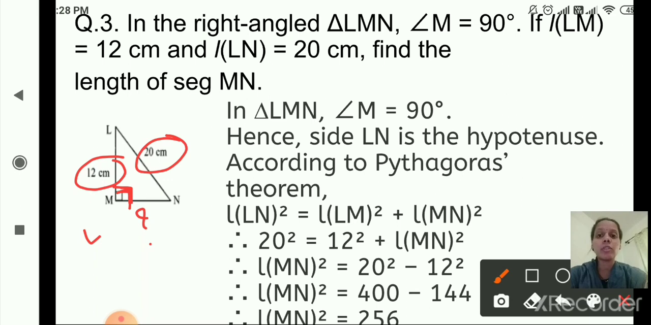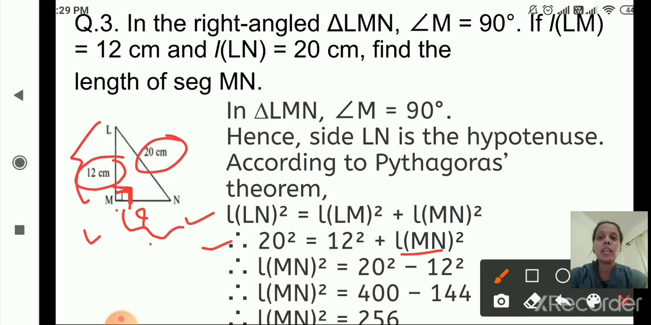Now according to Pythagoras theorem, what is Pythagoras theorem? Hypotenuse square is equal to the sum of the squares of the other two sides. So we'll write down here, hypotenuse is LN, LN square is equal to LM square plus MN square, this side square plus this side square. So LN square is what? Hypotenuse, that is 20. So put the values. Therefore 20 square is equal to, LM is given 12, so 12 square plus MN square, which we have to find out, so we write it as it is.